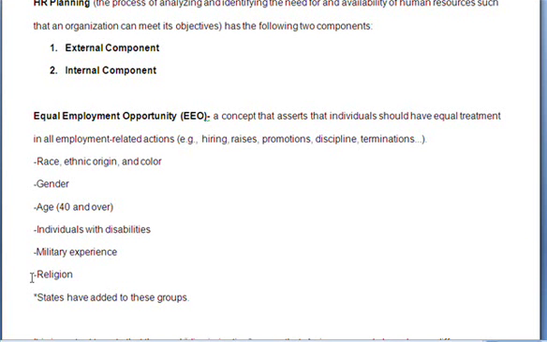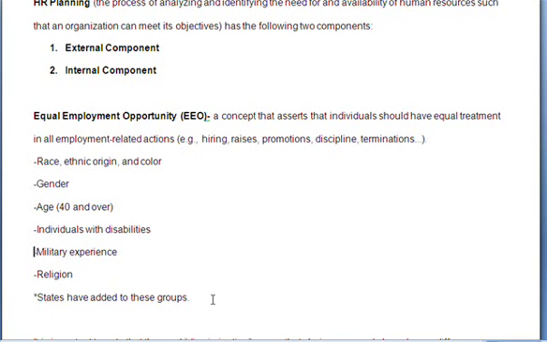As you see, states have added to these groups. These here were based on federal law. Most states have these same groups, but some states have added to these groups as well. So in some states, they have added sexual orientation. In those particular states, in addition to these, you also cannot discriminate based on sexual orientation. You cannot factor that in at all in decisions.